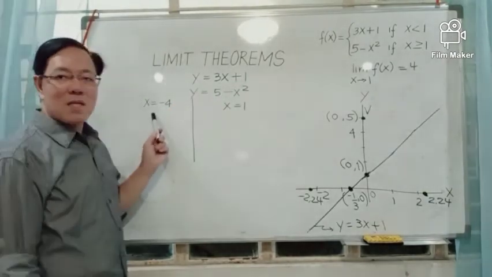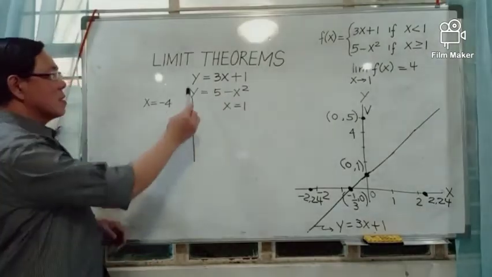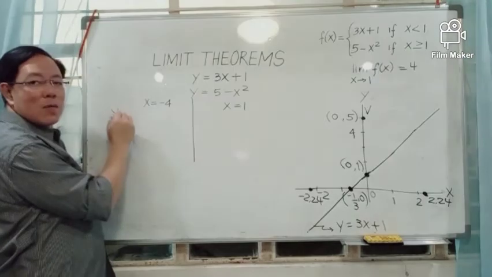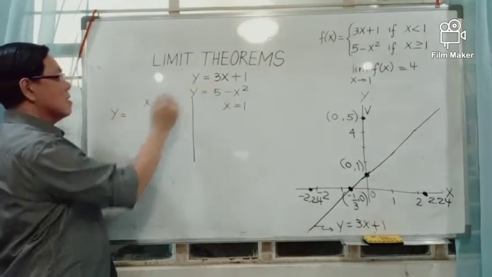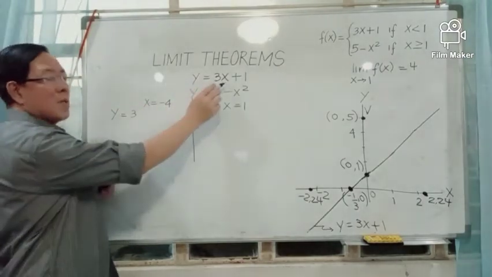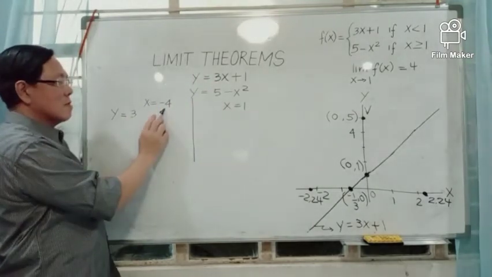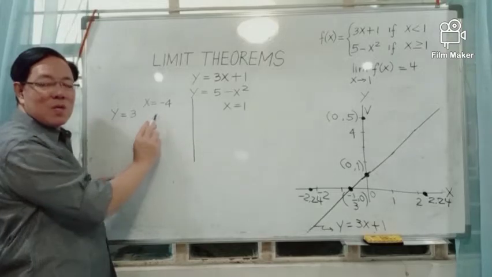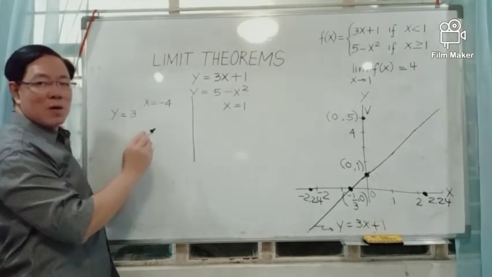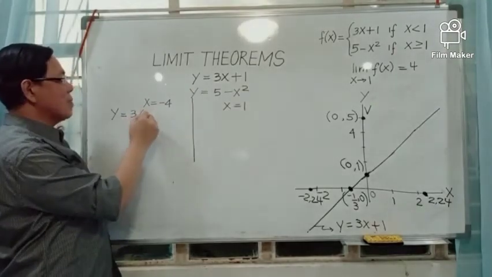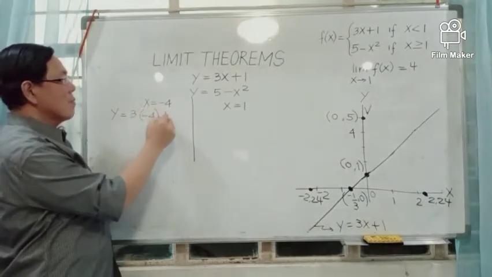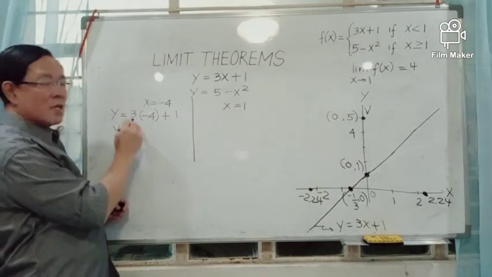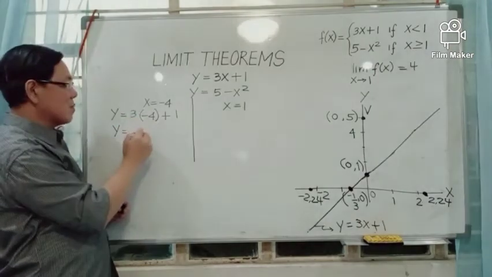We start with x equals negative 4. Using the linear equation, y equals 3 multiplied by the value of x. X is negative 4, the first solution of the quadratic equation we solved earlier. 3 multiplied by negative 4 plus 1. And y equals 3 times negative 4, which is negative 12, plus 1.